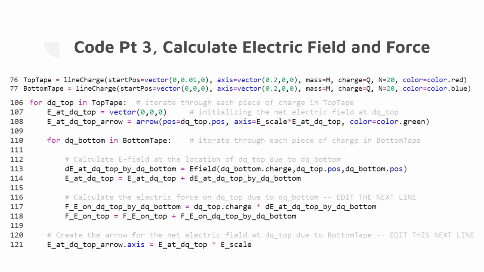Now we're actually calculating the electric field and the electric force. So first we use that line charge function that we established last slide to create the top tape and the bottom tape, seen in lines 76 and 77. In lines 106 to 121, we first use a nested for loop to calculate the total electric field at each segment of charge on the top tape exerted by the bottom tape. And then we simply multiply that electric field times our Q value, our charge, to find the force that A exerts on B.